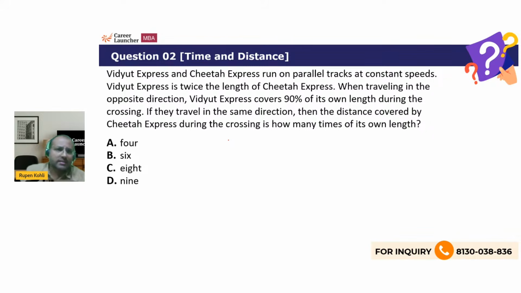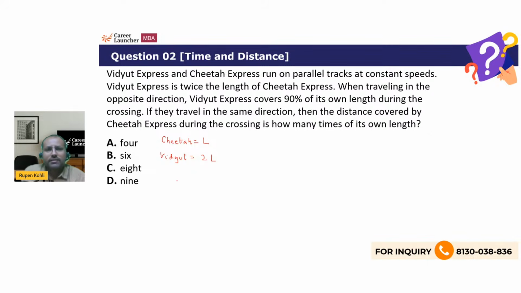So what is given is that Vidyut Express is twice the length of Cheetah Express. When traveling in the opposite direction, Vidyut Express, the longer train, covers 90% of its own length during the crossing. So let me take Cheetah Express to be of length L, then Vidyut Express will be of length 2L, right?